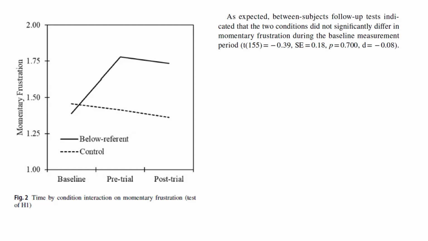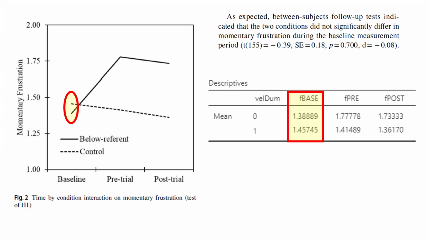So you say, okay, well, you have a t with 155 degrees of freedom of negative 3.39, a standard error of 0.18, and a p-value of 0.7. How do we get these numbers? Well, it's a t-test, right? We're comparing two means, but it's a between subjects t-test in the context of a mixed ANOVA, which means we're going to have to go and compute that mean squared error and degrees of freedom.